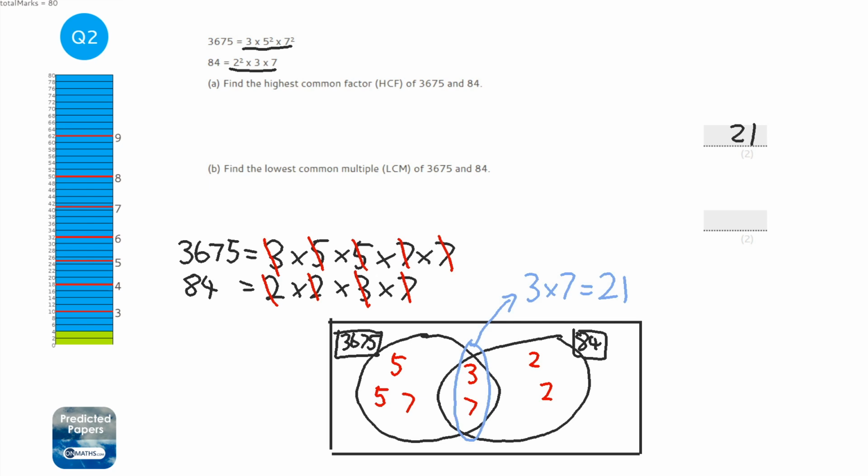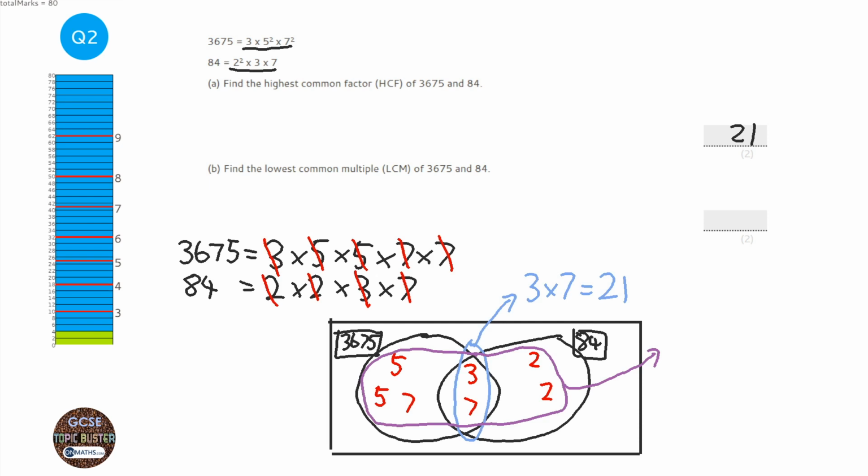Now, to find the lowest common multiple, which is question B, what you need to do is times all of them together, every single one. Now you might wonder, well hang on, surely that's just going to give us 3,675 times 84, so why couldn't I just do that? Well, the overlapping ones we're only going to write once. So the 3 and the 7 in the middle, we're only writing them once.